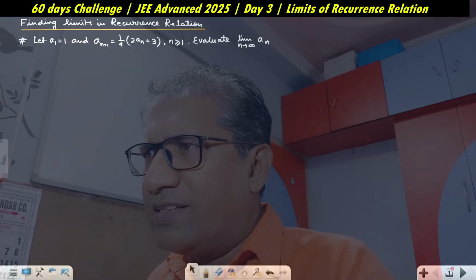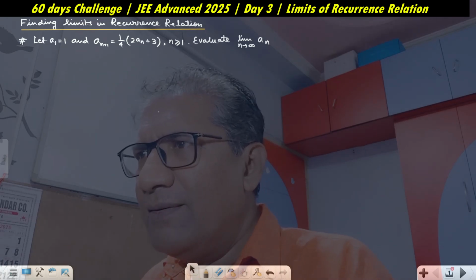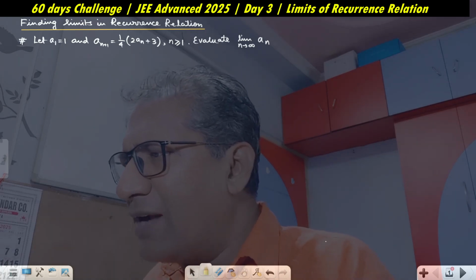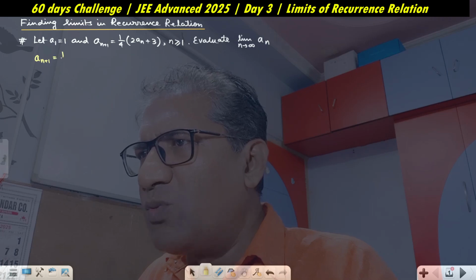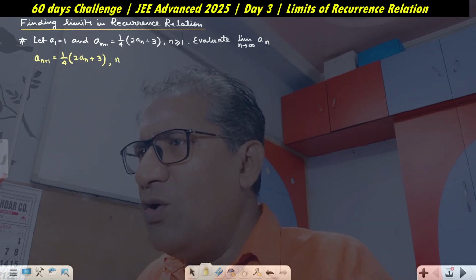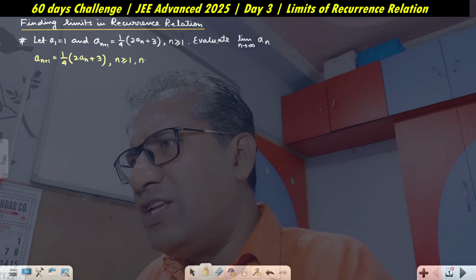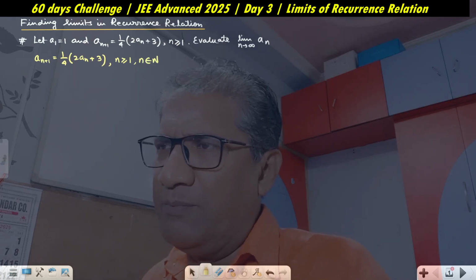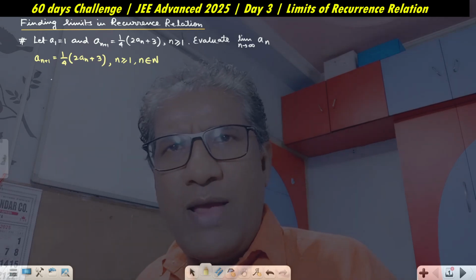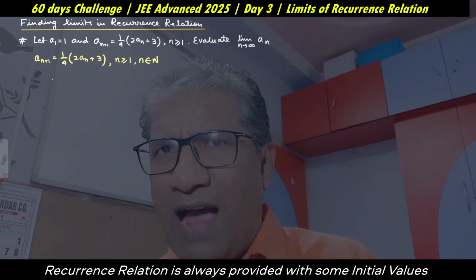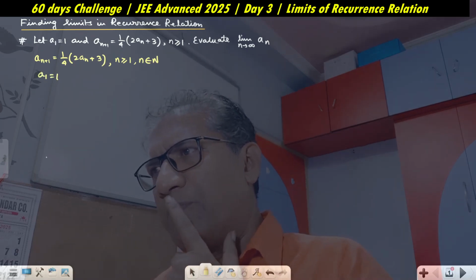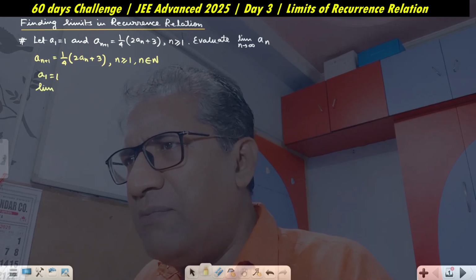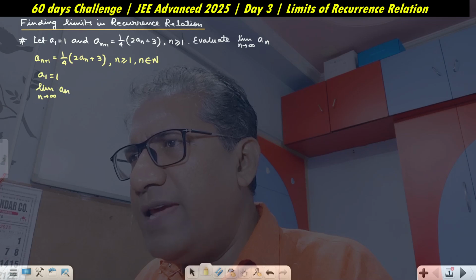We will start our discussion by taking an example. You see, a recurrence relation is given to us where it says that a_{n+1} is 1 over 4 into a_n plus 3. Here n is greater than or equal to 1, and you should know that n belongs to natural numbers. And we all know that for any recurrence relation, we are always provided with some initial values. Here the initial value a_1 is 1, given. Now from here we have to find out the limit as n approaches infinity of a_n.